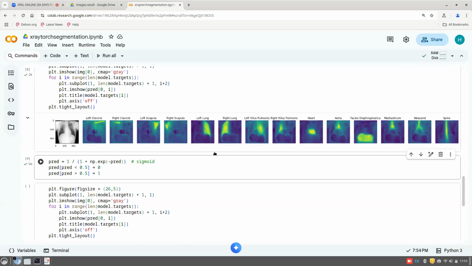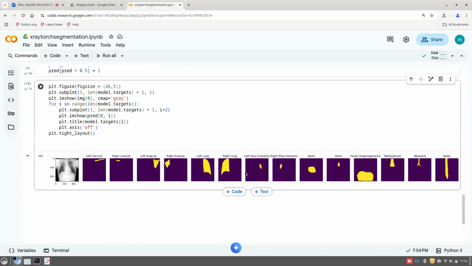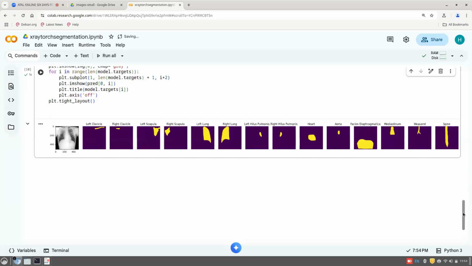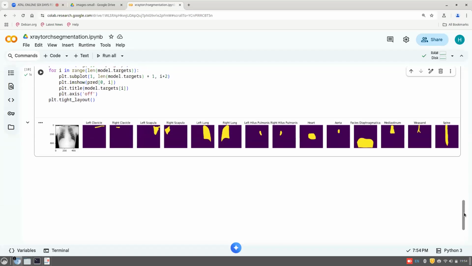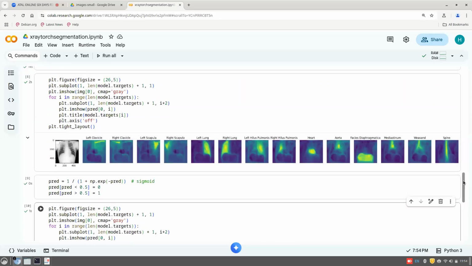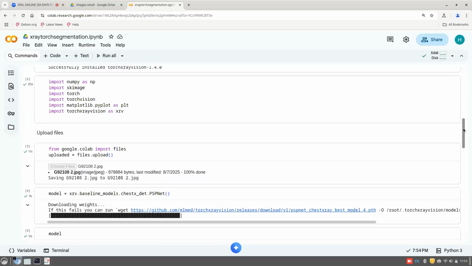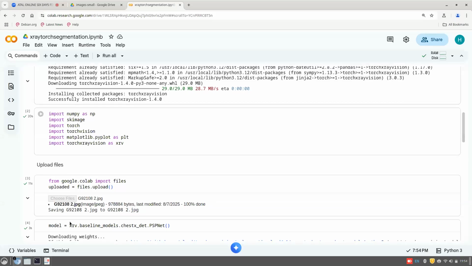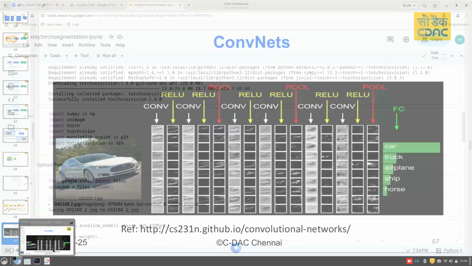These heat maps are actually detecting each region of the X-ray, like left lung, right lung, pulmonary, heart, aorta, mediastinum, spine. So this can be used to effectively predict the different diseases and disease affected regions by the AI engine. With this, I think I will conclude my presentation.